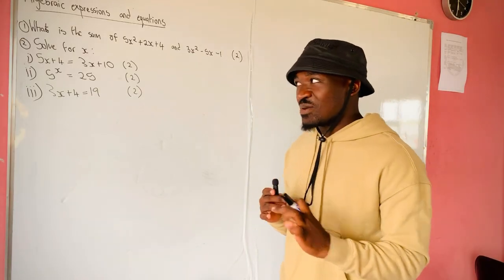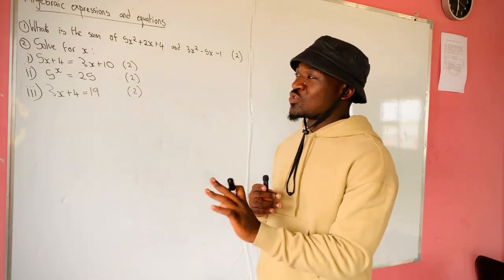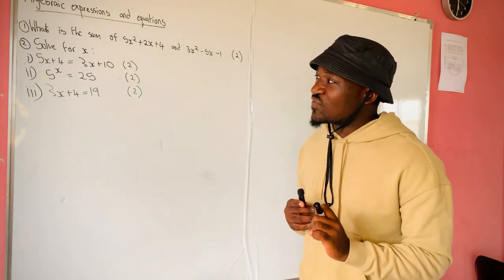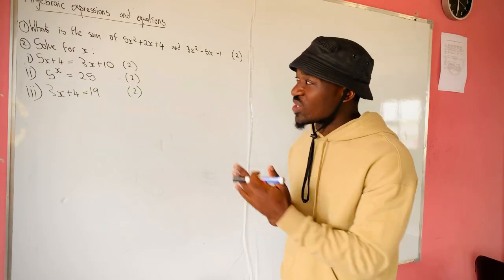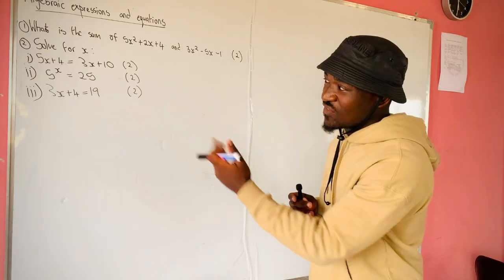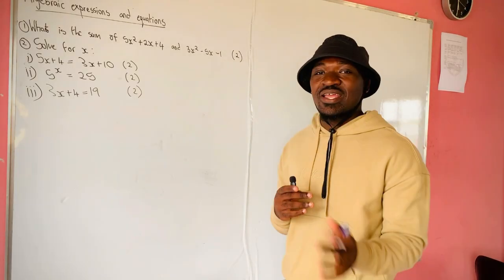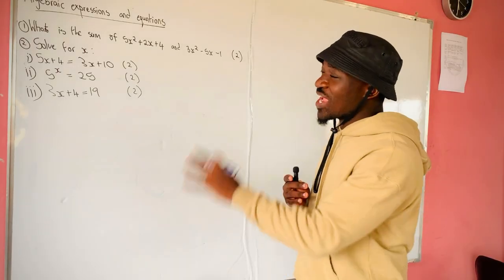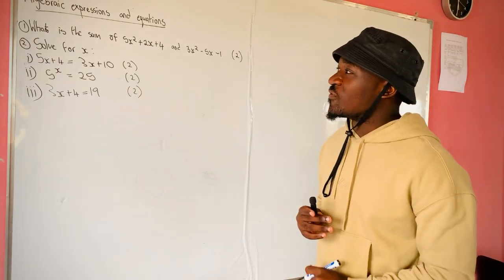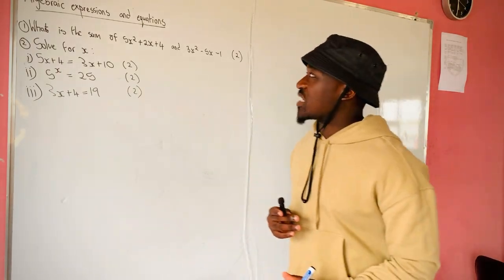A very nice problem when it comes to grade 8 and 9. 2 marks. Roman figure 2: 5 to the exponent of x is equal to 25, which is 2 marks. Then we have 3x plus 4 equals 19. It's 2 marks. Grade 8 and 9, very nice when it comes to this one. Your 8 marks, you've bagged 8 marks here.